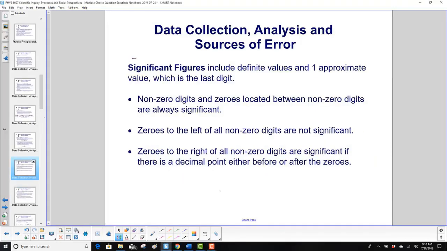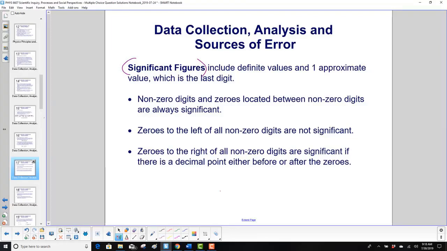Significant figures, which we've talked about for the last couple of slides, include definite values that you're positive you measured according to your instrument. For example, a meter stick, any of the little tick marks on it, those are definite values. And then one approximate value, which will be the last digit of your significant figures.